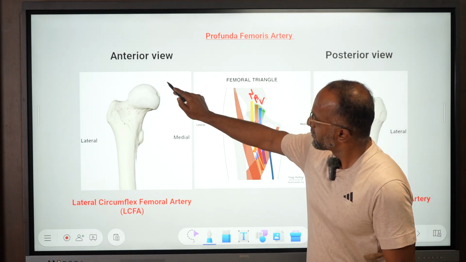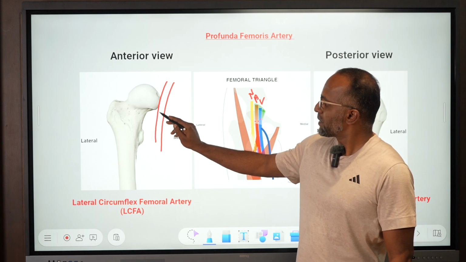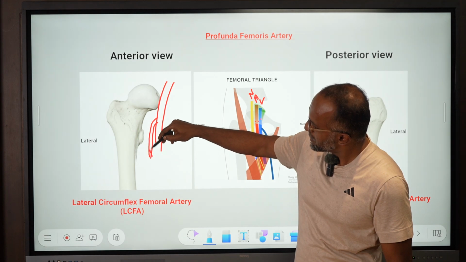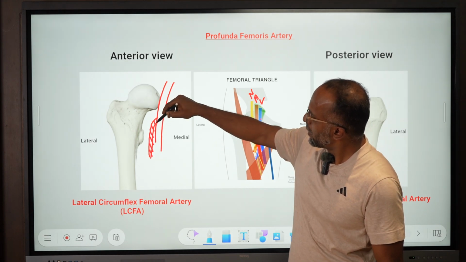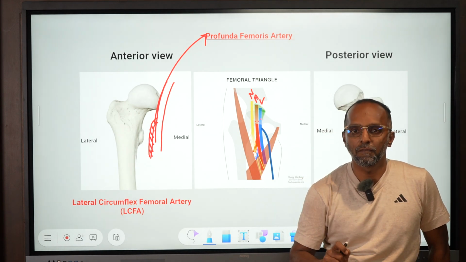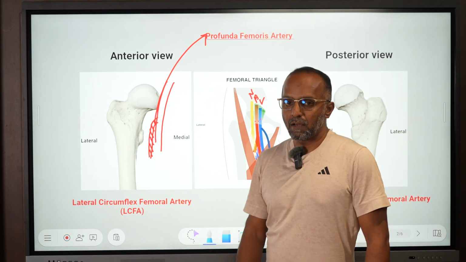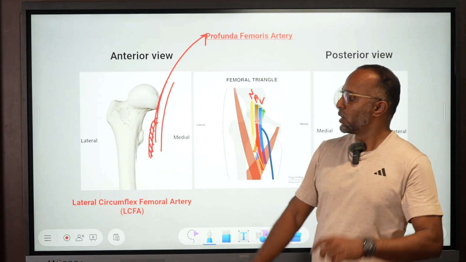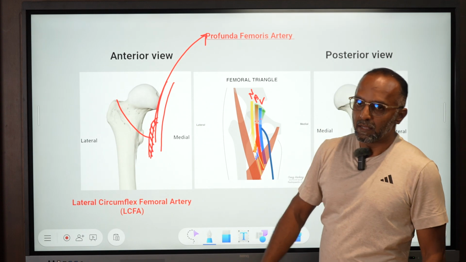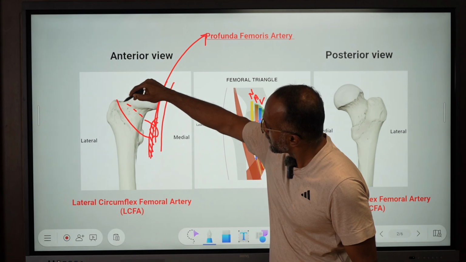So now I am drawing this femoral artery here. This is the femoral artery. One branch from the femoral artery arises close to the neck of the femur. This branch is important to us, and this is called the profunda femoris artery. So the profunda femoris artery is a branch of the femoral artery given near the neck of the femur. From this profunda femoris artery, two branches arise. One goes around the neck in the front, that is the anterior aspect. The other branch goes behind the neck in the posterior aspect.